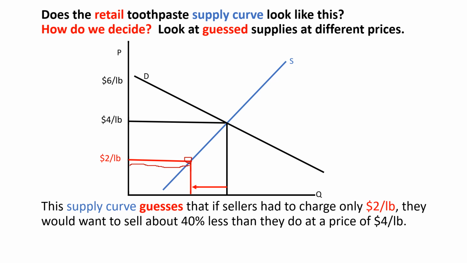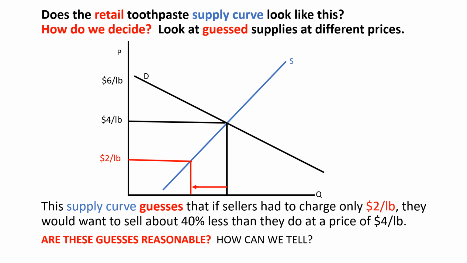Now I want you to try to think about what information would be important for deciding if this is a reasonable guess. What does it depend on? What information would help us decide if the guesses made in the blue supply curve are reasonable? Write down your ideas, and then you'll be able to compare what you're thinking now to what we find out when we study the supply of a relatively competitive firm like these retailers that are selling toothpaste.